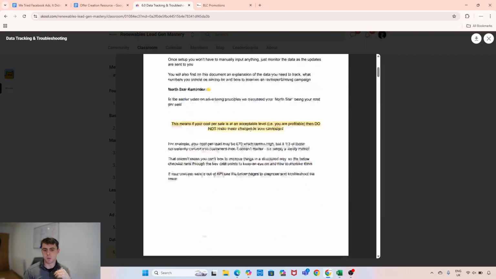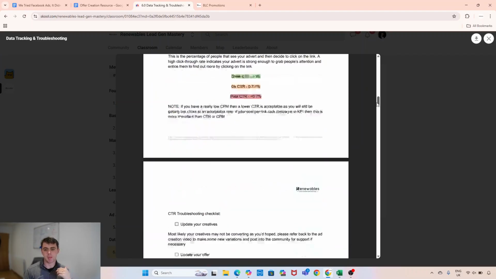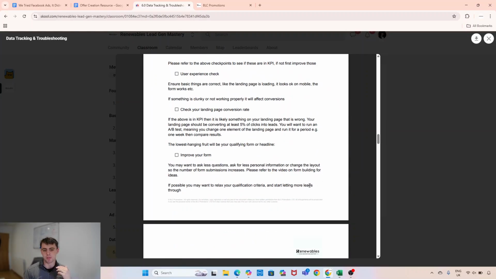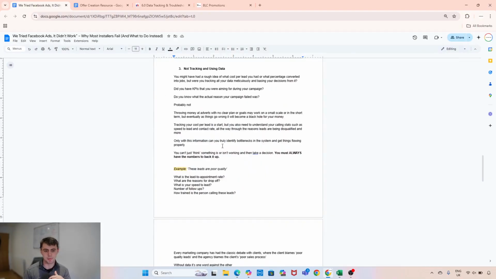So this goes into all the KPIs you should aim for, as well as if you're out of KPI, what can you do to improve that? You should really have key numbers that you want to hit for your campaign, and if you aren't hitting them, you need to analyse why not and actually make decisions from that, rather than just saying this isn't working, I'm going to turn it off.